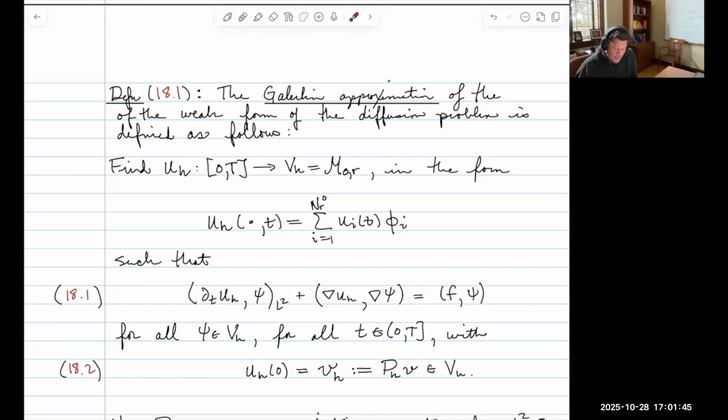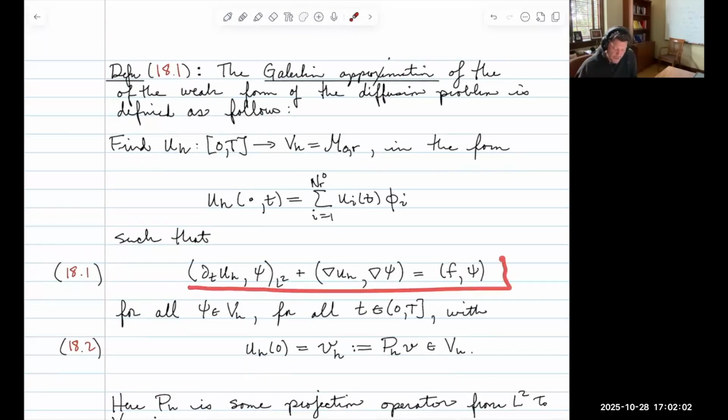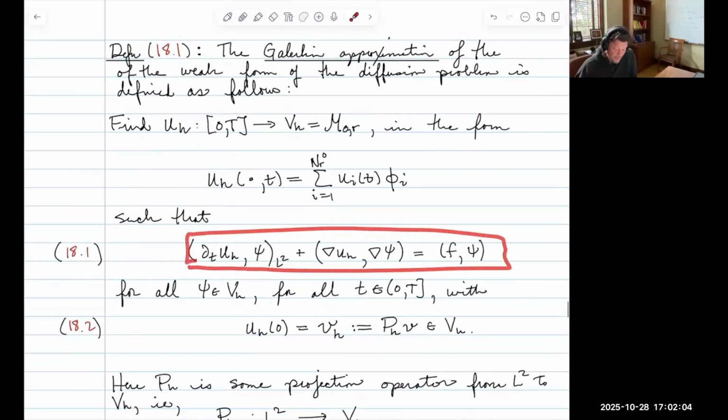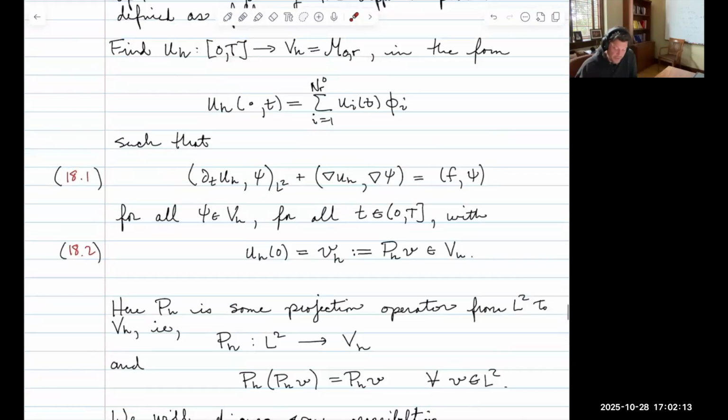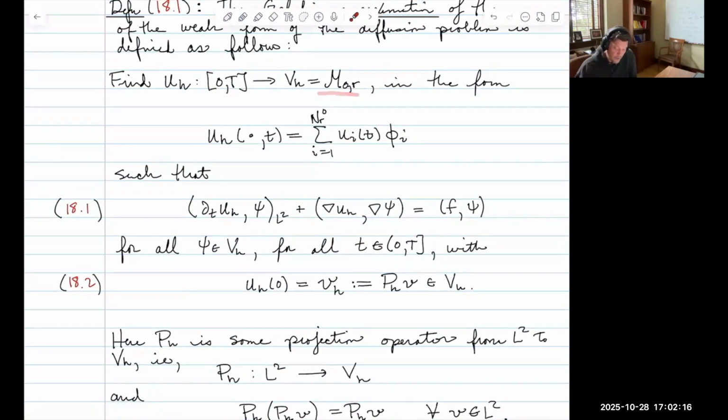What I'm going to do is put that into the weak formulation. Where did U go normally? Normally U was here and here. So instead of U, I'm going to put UH in there. And that gives me this approximation, 18.1. It holds for all test functions psi. Psi is not in H01, but it's from the finite dimensional space VH equals M0R, for all t in 0 to t.